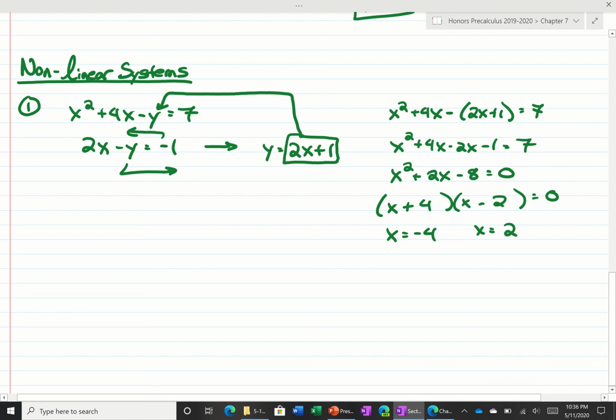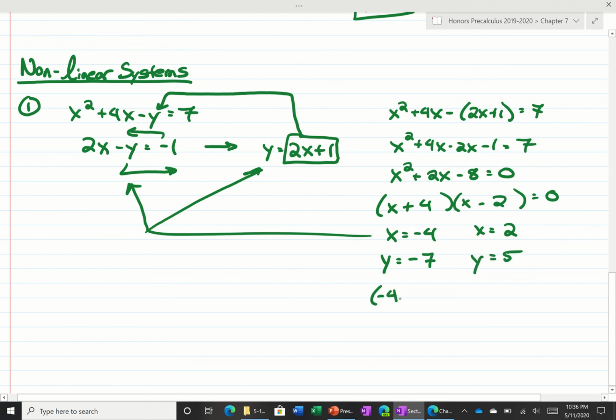The way that we always solve systems is we have to plug them in, right? So plug them into either equation. Generally we use the original equations in case we made a mistake, but it doesn't matter. So let's plug it in for x and see what y is. No matter where you plug it in, you'll get that y is equal to, well, 2 times negative 4 is negative 8, plus 1 is negative 7. And 2 times 2 is 4, 4 plus 1 is 5. So you get the answer is negative 4 comma negative 7 and 2 comma 5. So this kind of graph would look something like that. It would cross in two places.